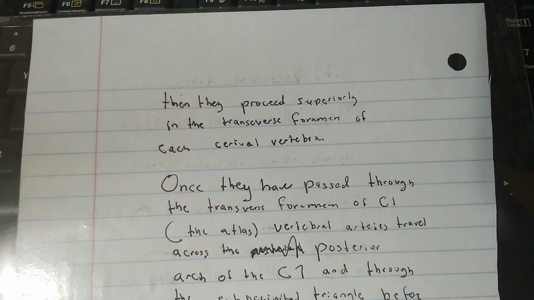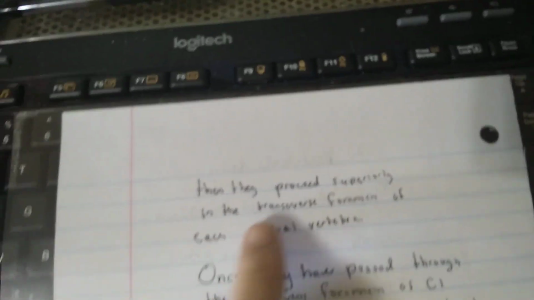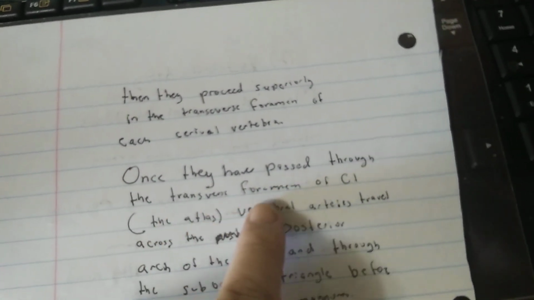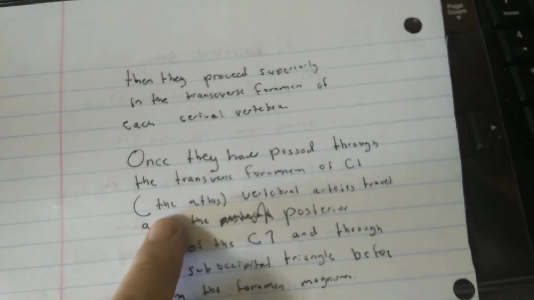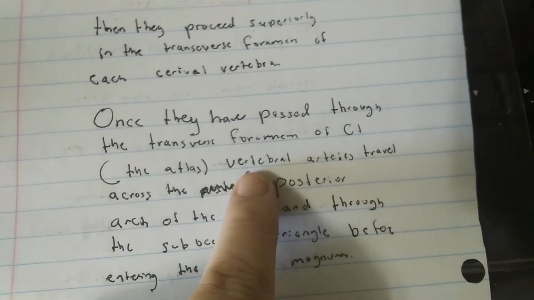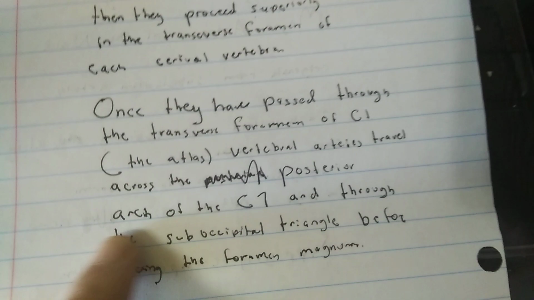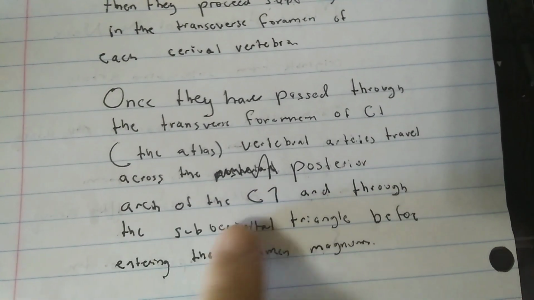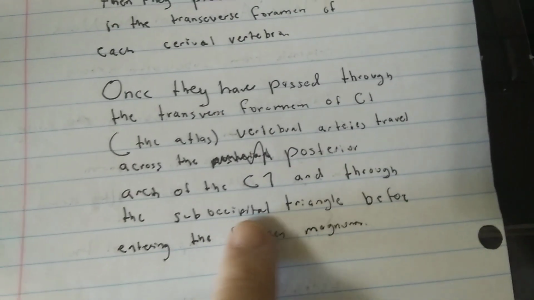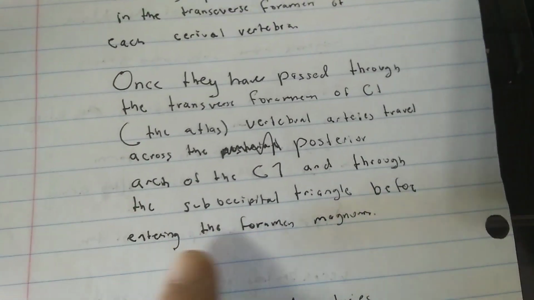Then they proceed superiorly in the transverse foramen of each cervical vertebra. Once they have passed through the transverse foramen of the C1, which is also called the atlas, the vertebral arteries travel across the posterior arch of the C1 and through the suboccipital triangle before entering the foramen magnum.